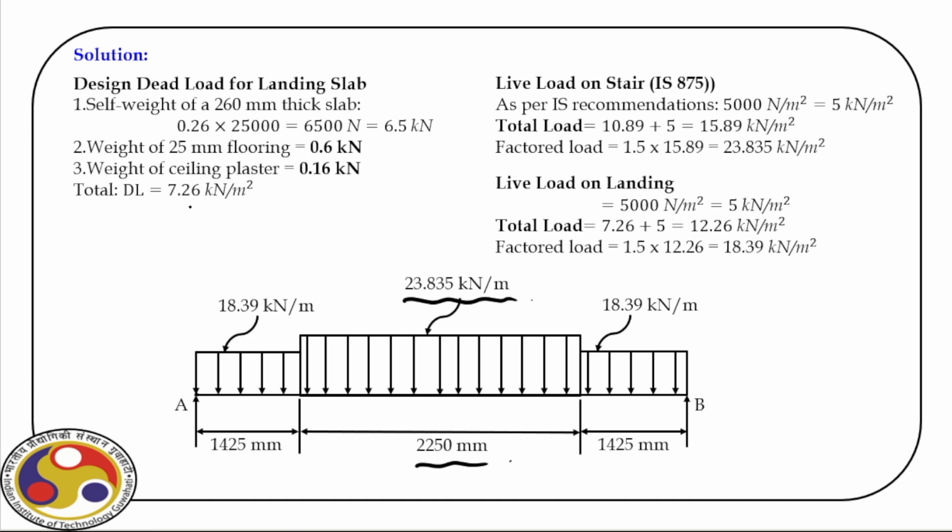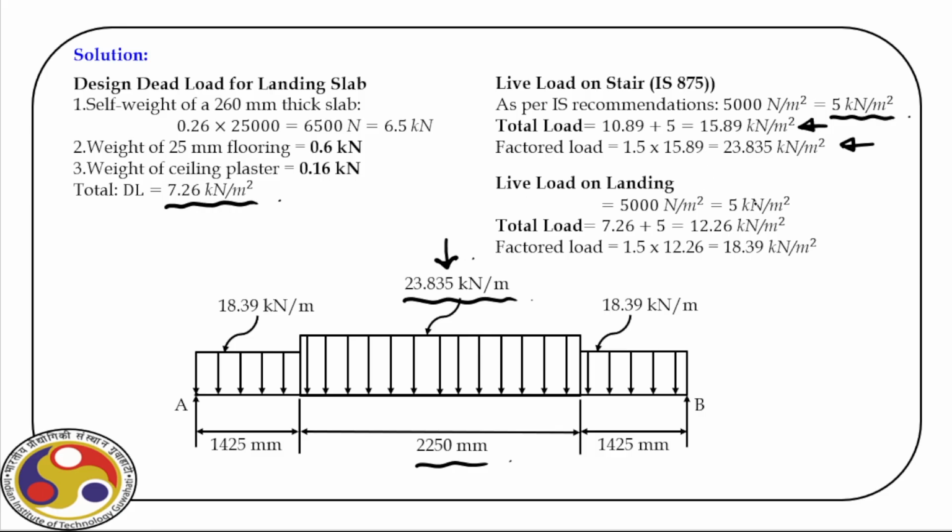As you can see here, total dead load is 7.26 kilonewton per meter square. On top of that we have to add the live load. So let us consider a live load of 5 kilonewton per meter square. So that is the total load. Then the factored load is 23.835, which is applied here.